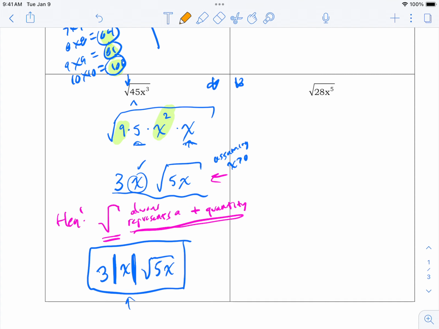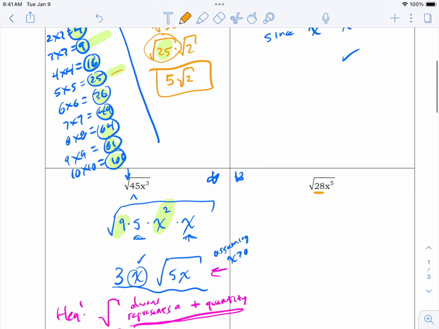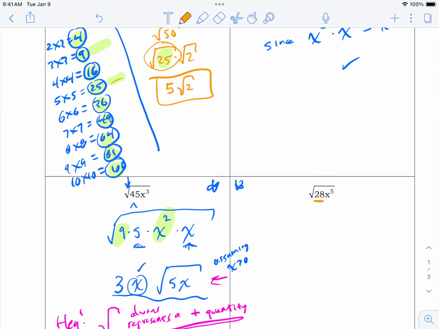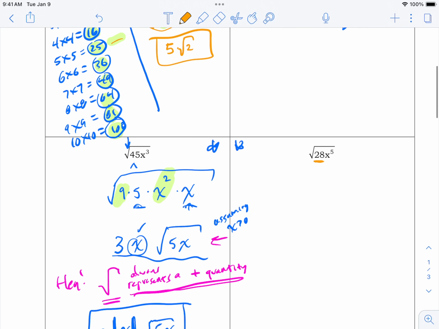All right, we got a 28, we got an x to the 5th. So the 28, what you do is you look for a perfect square. And here's our list again. You're looking at this whole list here. Yes, I am. And really the 4 is what we're going to use there. So the 28 has a 4 in it, so let me put the 4 there, and let me put 4 times 7.